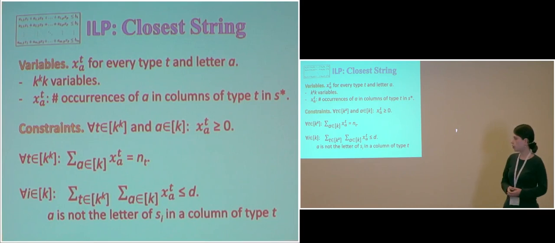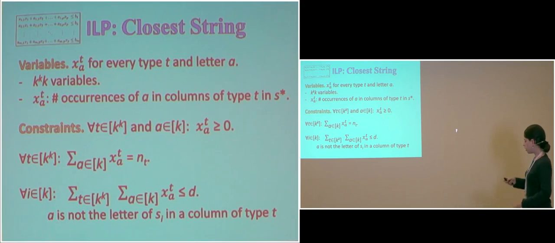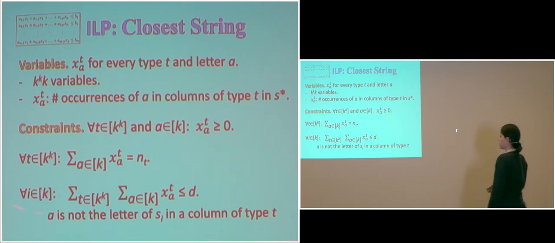Now we also need to remember that our problem is to find a string whose Hamming distance from every input string is at most d. So that we can also encode here. How do we do this? Let's look now at every string Si, and we want to say that the Hamming distance between S star and Si is at most d. So this is precisely what we are going to encode here.